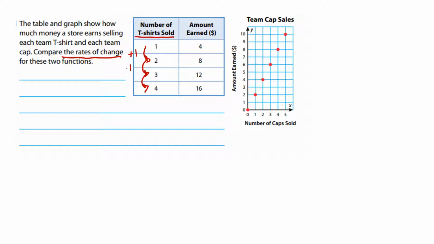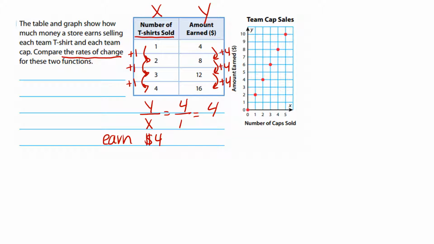1 plus 1 is going to give us 2. 2 plus 1 is going to give us 3. 3 plus 1 is going to give us 4. On the opposite side, 4 plus 4 is going to give us 8. 8 plus 4 is going to give us 12. 12 plus 4 is going to give us 16. Now, when we go to write our slope, we write it as a fraction, y over x. In this case, our y value is 4 and our x value is 1. And so our slope, our rate of change, is 4, meaning they earn $4 for each t-shirt.